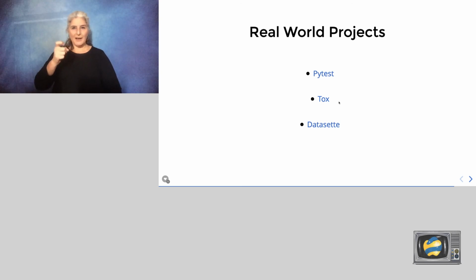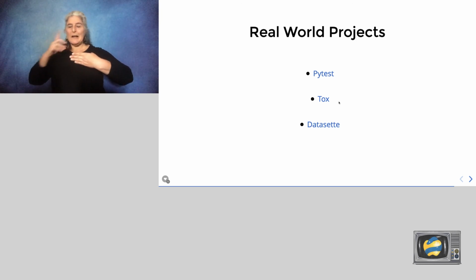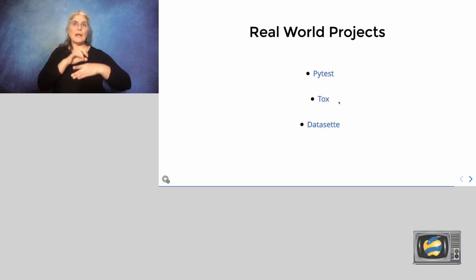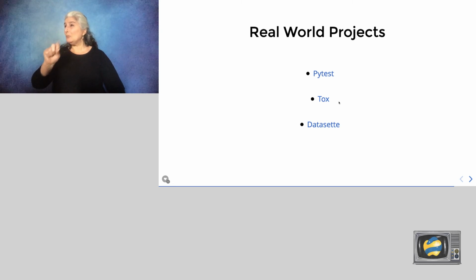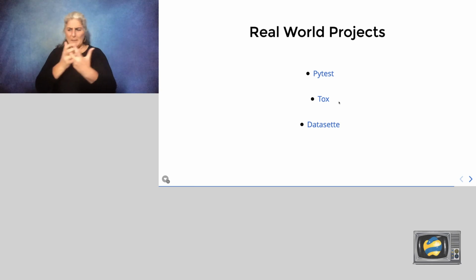And the second library is Tox. Tox is a Python library which helps in automating and standardizing testing. For example, if you are a library developer where you need to test your library against multiple Python versions, say from 2.8, say 3.5 to 3.9, it is very hard to mix and match the combinations. So Tox helps in that particular space to automate and standardize Python testing.